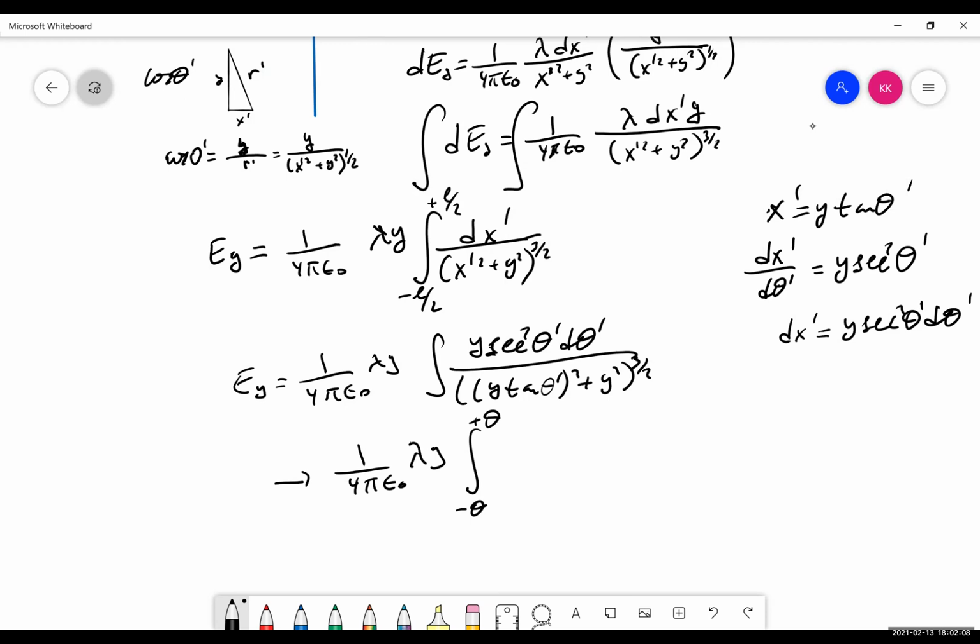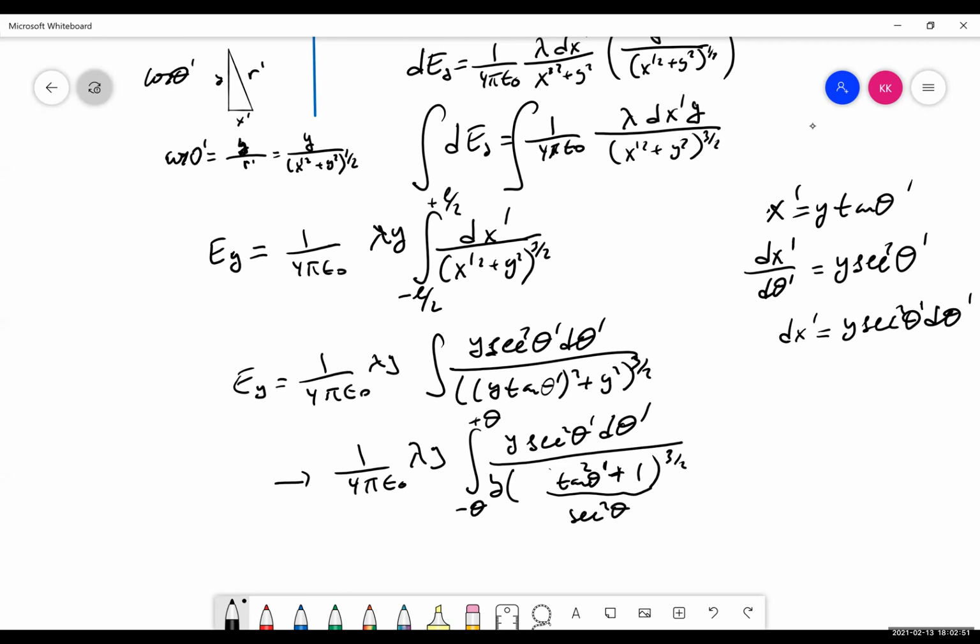All right, then I have y secant squared theta prime d theta prime. At the bottom, I'm going to have y squared tangent of theta squared and another y squared. So then I can factor out y squared, right? So y squared tangent of theta prime squared plus another y squared, to the 3/2. If I factor out y squared, then I get tangent squared theta prime plus 1, to the 3/2. And if you hopefully remember, this is equal to secant squared theta.